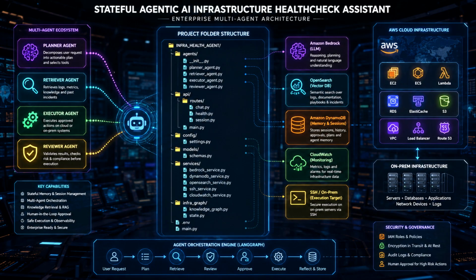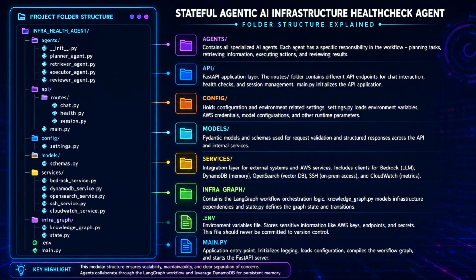The API folder exposes REST endpoints using FastAPI, enabling chat-based interaction, health checks, and session control. The config directory manages environment settings, credentials, and runtime variables. Under models, Pydantic schemas validate structured input and output. The services folder contains integrations with AWS Bedrock, OpenSearch, DynamoDB, SSH tooling, and CloudWatch metrics. The infra_graph folder orchestrates workflow state transitions using LangGraph.